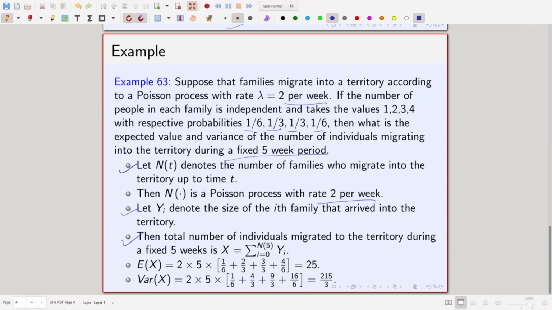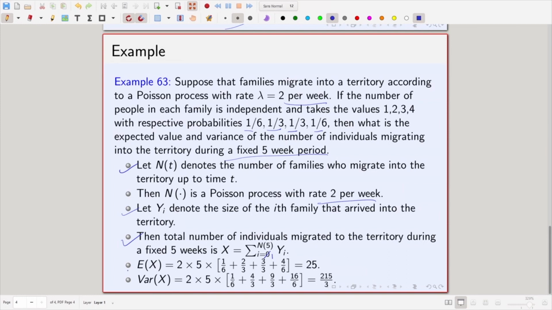Then the total number of individuals migrated into the territory during a fixed 5-week period is, if you have to write it, X equal to the sum with i running, not from 0, but from 1 to N_5 of Y_i, because N_5 will be the total number of families who migrate in a given period of 5 weeks, and Y_i is the size of the ith family. So, this will be the total number of individuals who migrate into the territory during a fixed period of 5 weeks. Now you have to find expectation and variance.